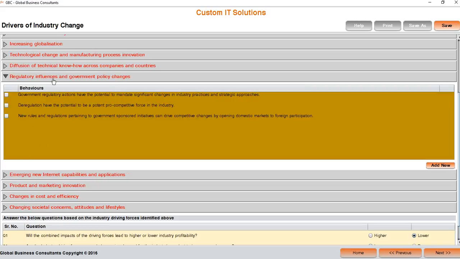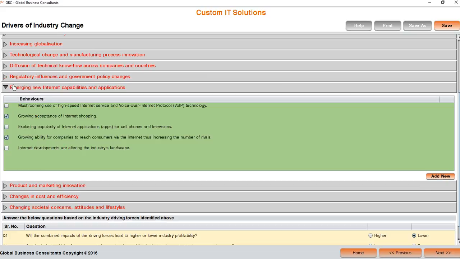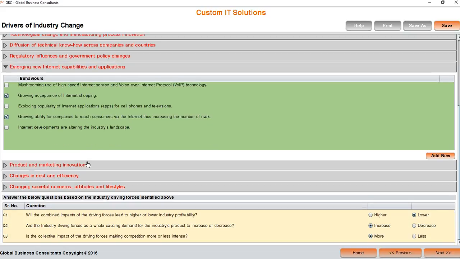In terms of regulatory influence, there is nothing much that affects our operation, so I'm going to leave that unticked. Next, emerging new internet capabilities. Absolutely, growing acceptance of internet shopping is making it even more possible to do work with customers in other countries. Growing ability for companies to reach consumers via the internet, thus increasing the number of rivals. Absolutely, we've seen a significant increase in rivals.